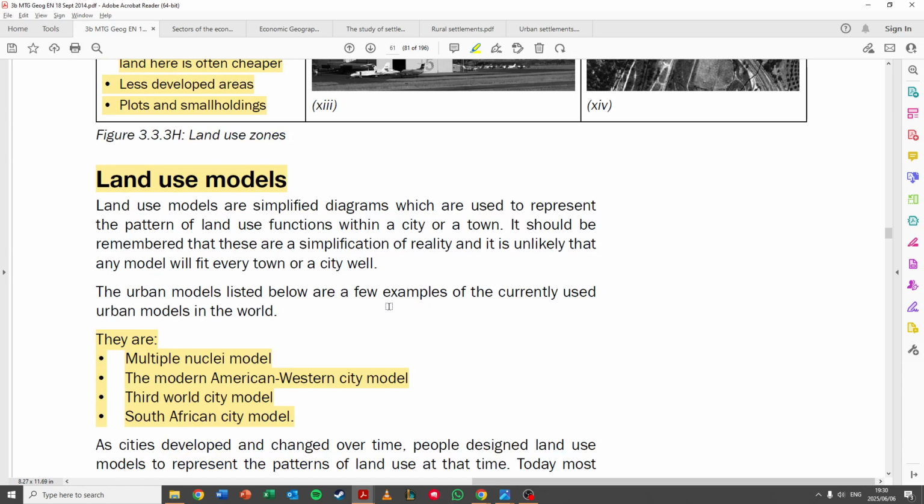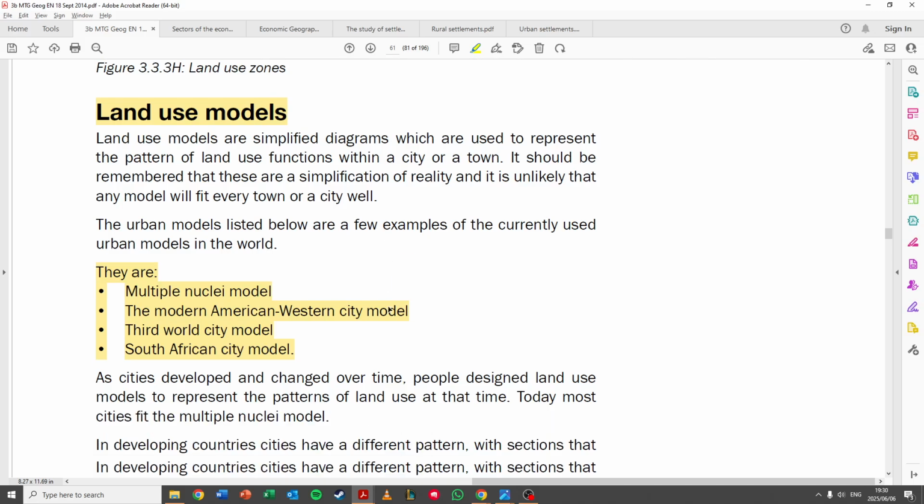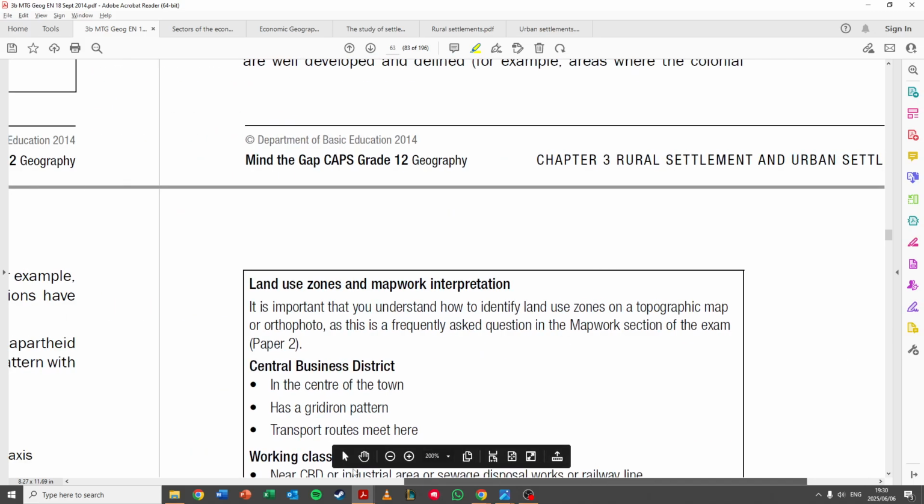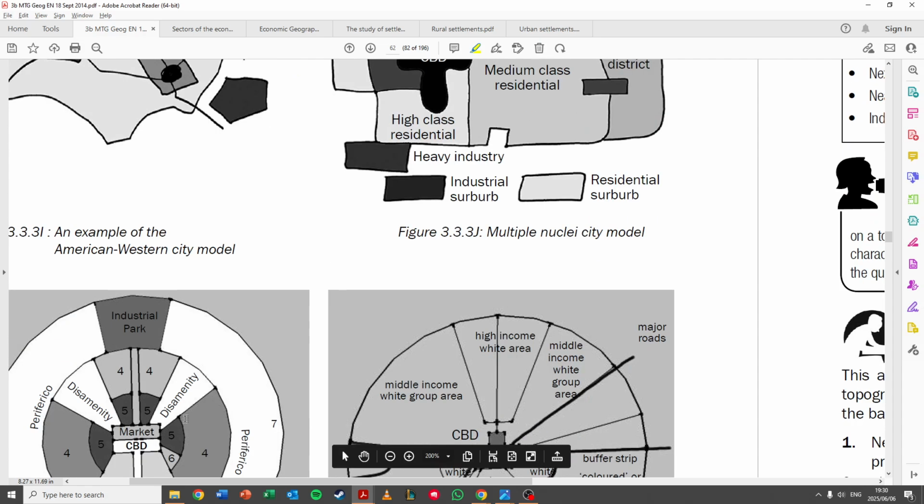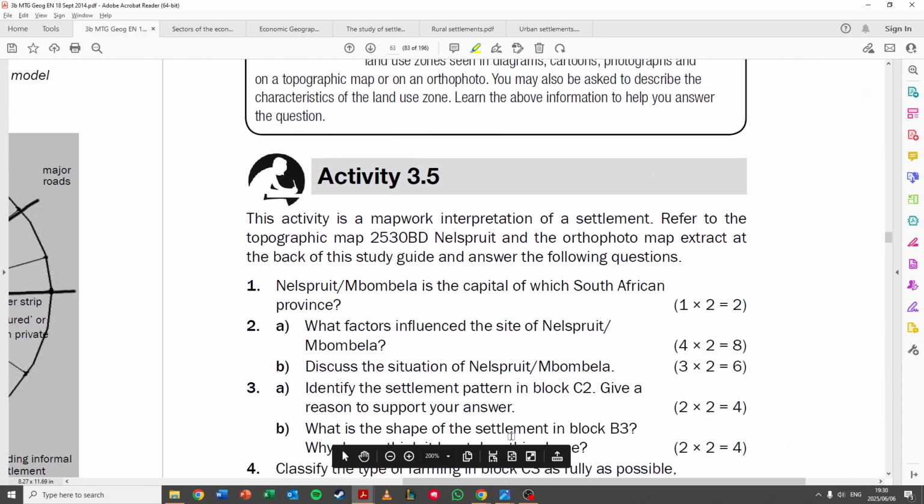Then our land use models. Like I told you guys, you can know about them, but you don't really have to go into detail. They don't really ask them, so I don't want you to waste all of your time on them if they're not really going to be asked.